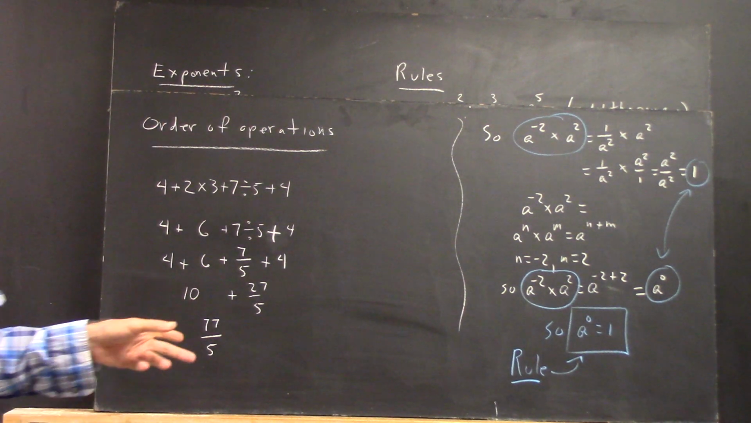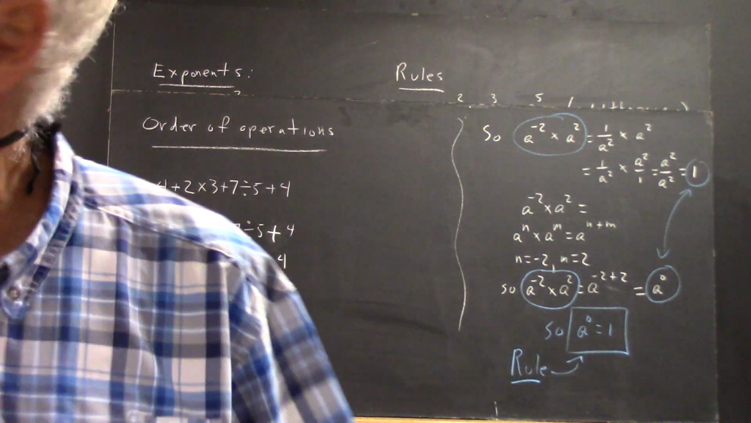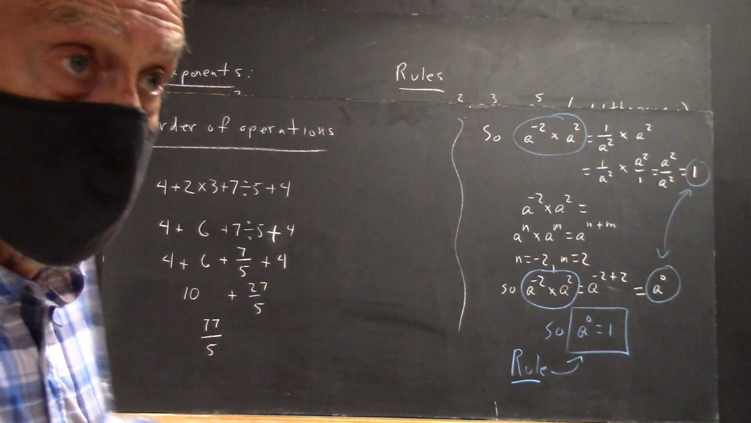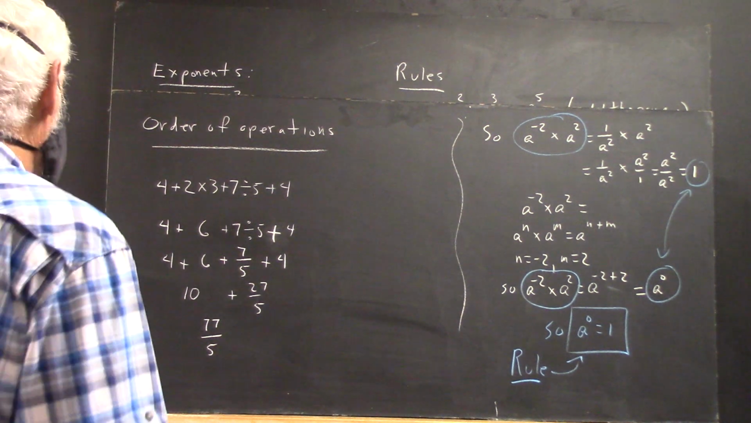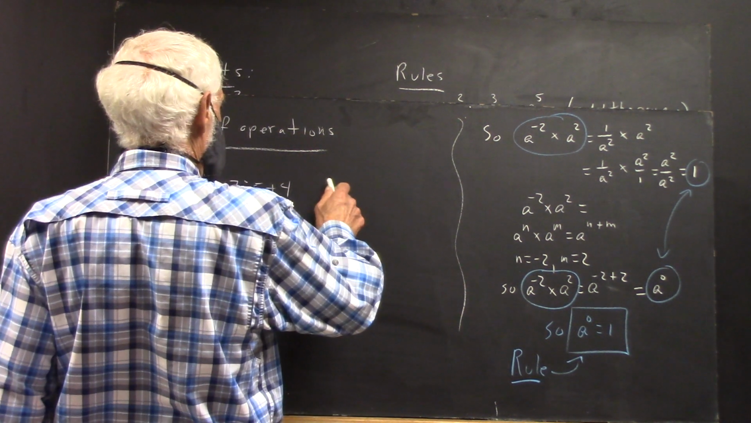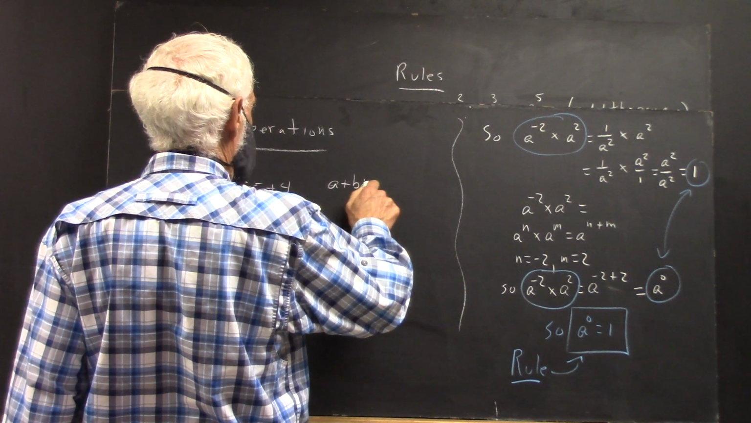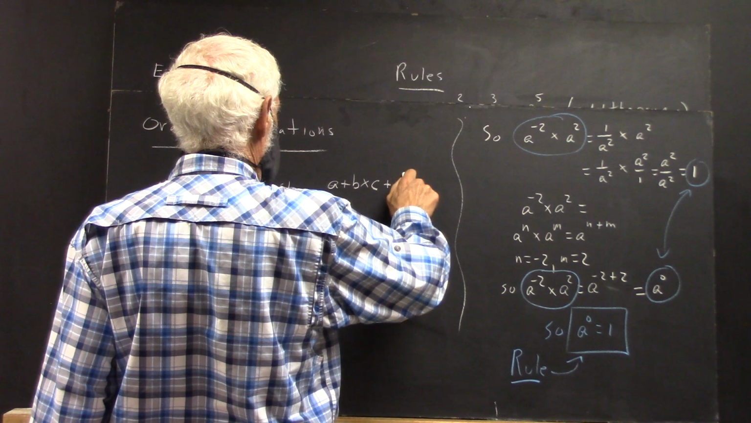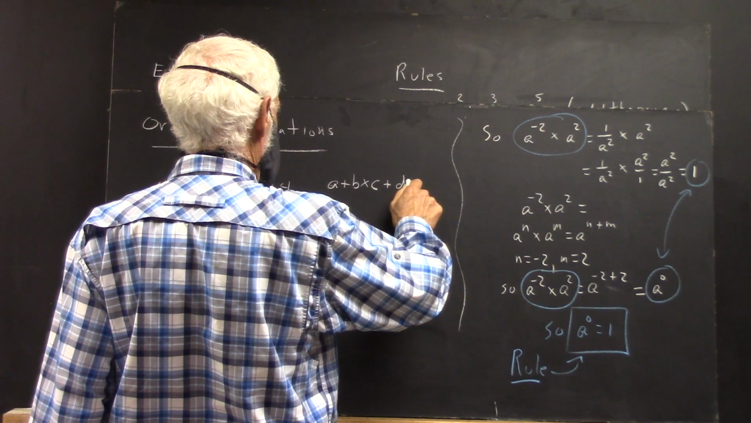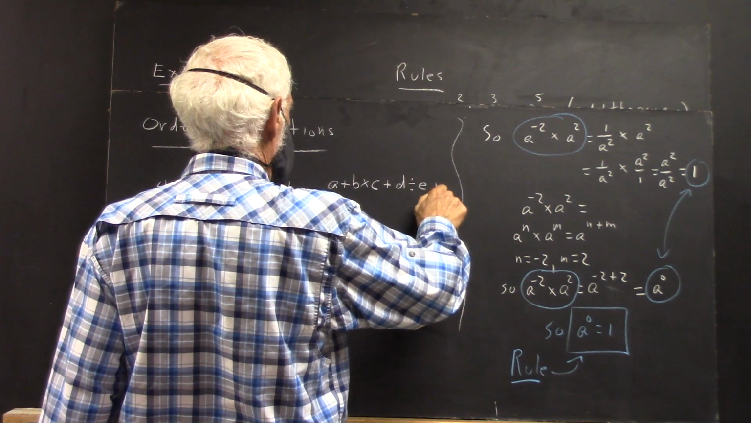77/5. And everything we did here is compatible with what you do if these are symbols. Yeah, I've got time to do symbols, so let's do one with symbols. Okay? Let's take A plus B times C plus D divided by E plus F.